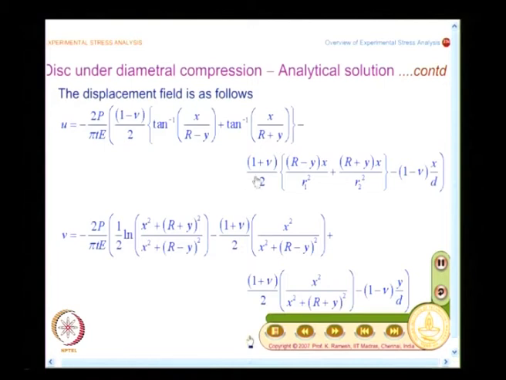then you have a minus of (1 plus nu) times, divided by 2, into (r minus y) x divided by r1 squared plus (r plus y) x divided by r2 squared, minus (1 minus nu) x by d. And on similar lines, you have a long expression for the v displacement. You have a term with natural logarithm, (x squared plus (r plus y) whole squared) divided by (x squared plus (r minus y) whole squared), and the expression goes like this.